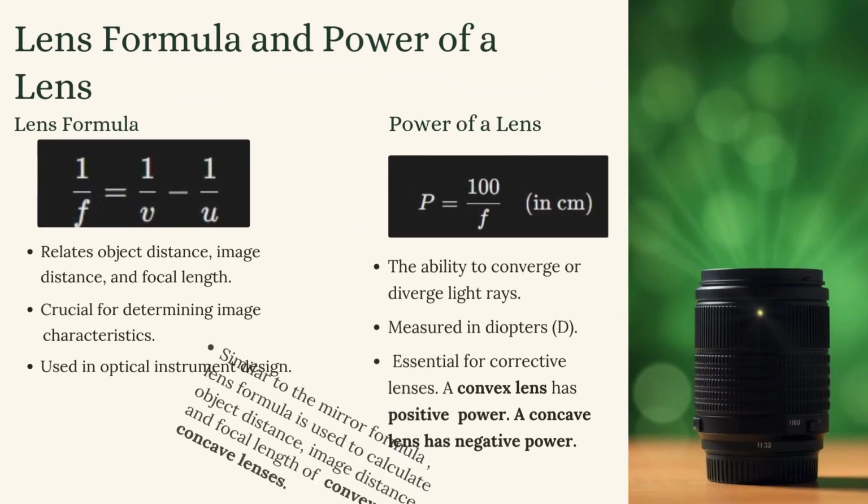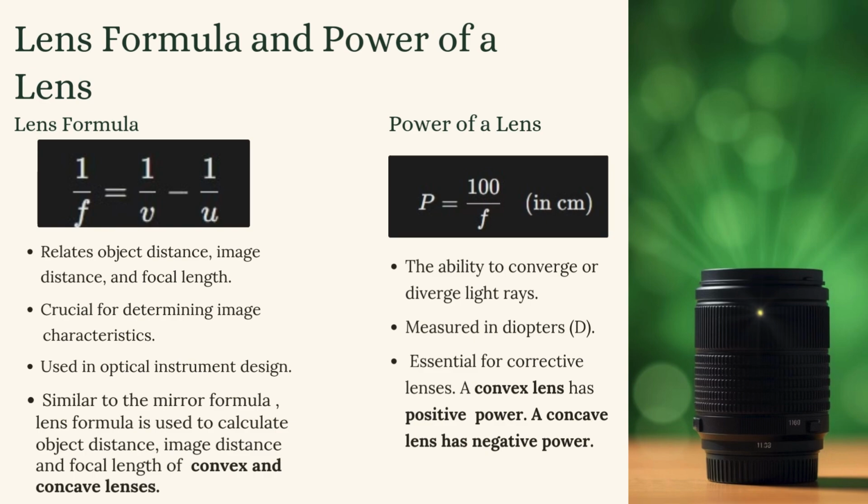Lens formula and power of a lens. Lens formula is 1/f = 1/v - 1/u. It relates object distance, image distance, and focal length. Similar to mirror formula, the lens formula is used for the calculation of image distance, object distance, and focal length of convex lens and concave lenses.